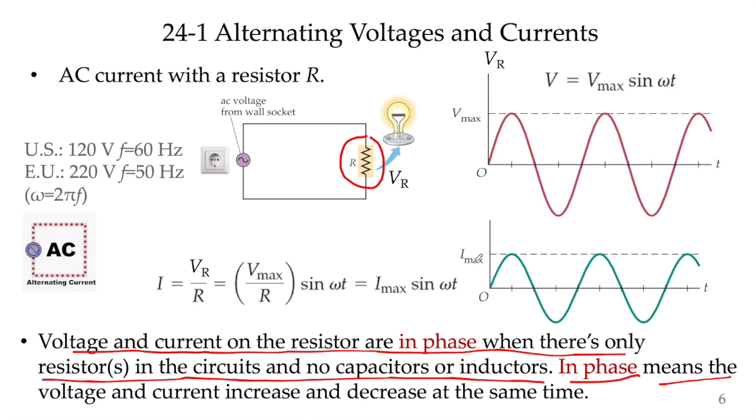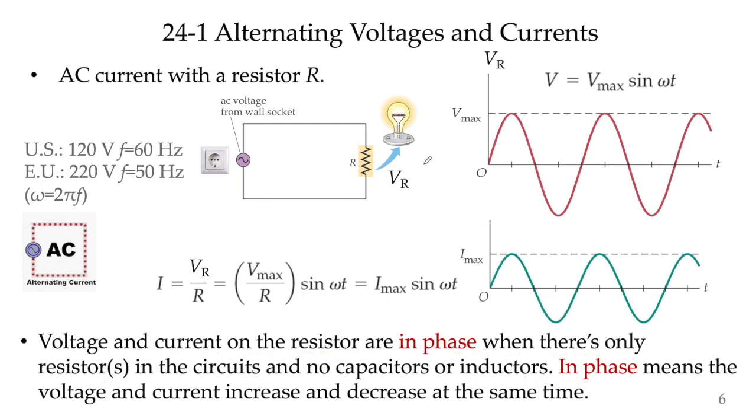Now look at the current. The current increases and the voltage increases at the same time. The current decreases and the voltage decreases at the same time. Okay. Now in the following slides, we're going to see when we add capacitors or inductors, these are not going to be in phase. For example, as the current increases, maybe the voltage will decrease, like this, for example. We will see. But here, if you have only a resistor in the circuit, then the voltage and the current are in phase.